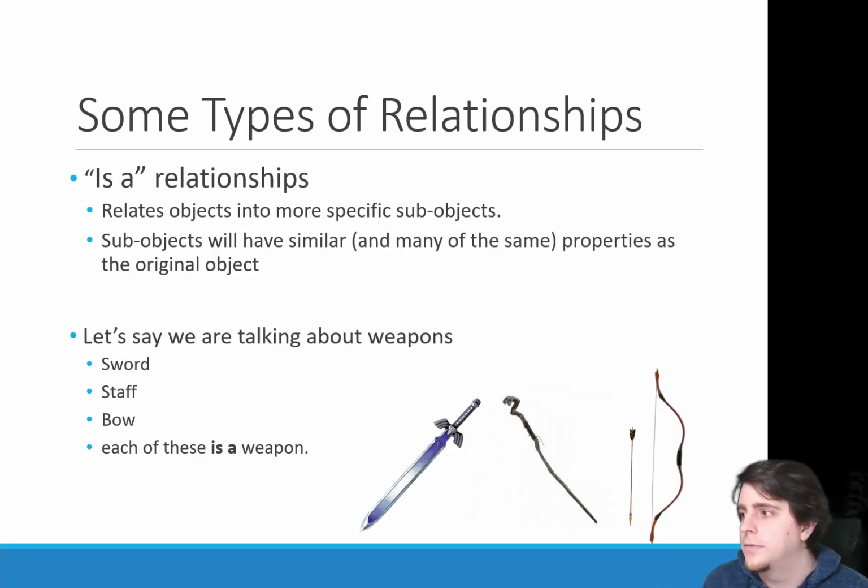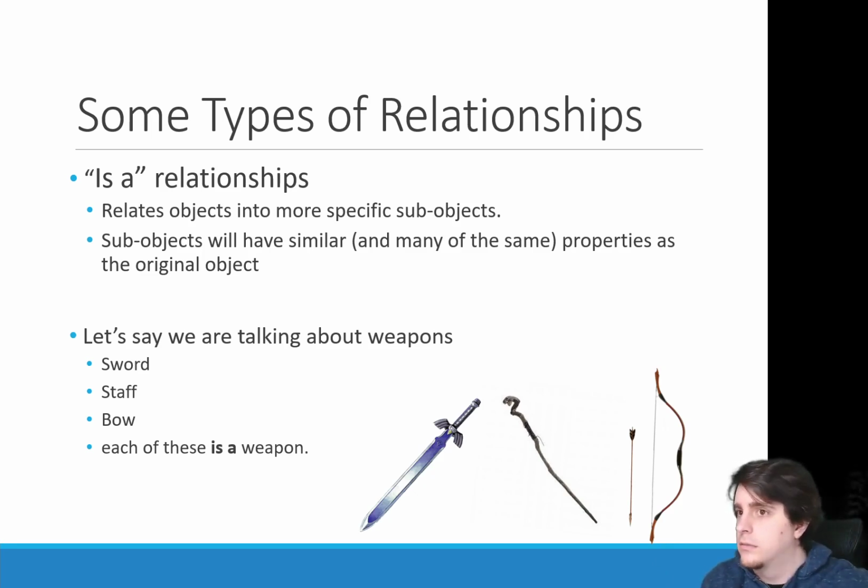Next up, we have the is relationship. So here's your inheritance. Is relates objects into more specific sub-objects, and so sub-objects will have similar and a lot of the same properties as the original object. So let's say we're talking about weapons within an RPG or an action game, whatever you want to call it, but RPG is easier, I guess. It's where my mind is right now. So there's all kinds of different weapon types in an RPG. A sword is a weapon. A staff is a weapon. A bow is a weapon.